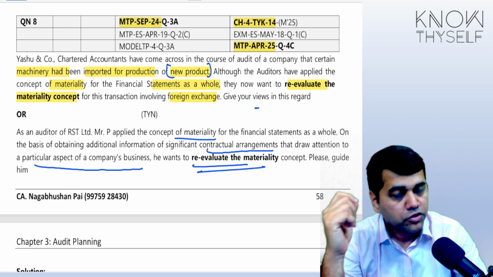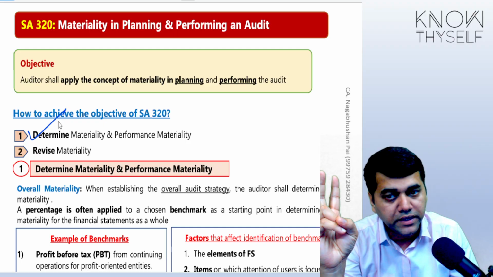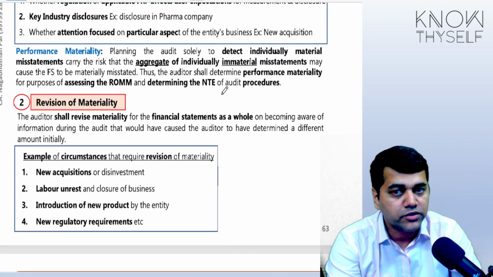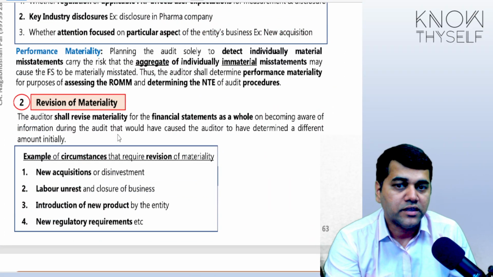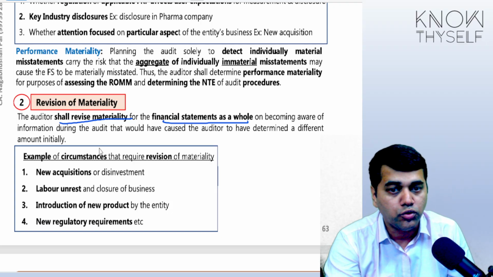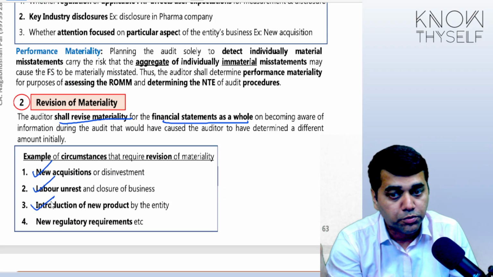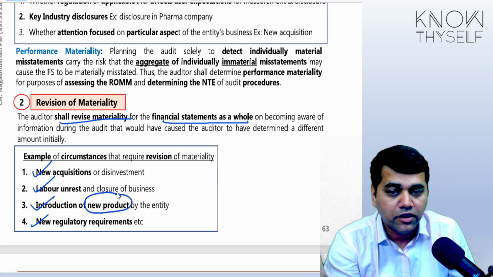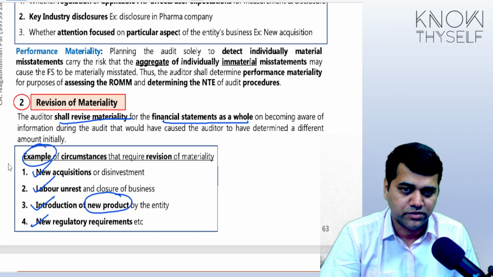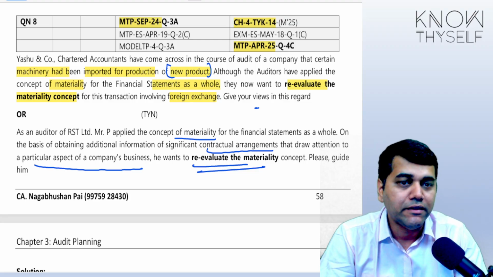Please guide him. If I go back to SA 320, see, SA 320 has got two elements: first, fixing of the materiality and second, revising of the materiality. Now let me take you to the revision, because they are talking about whether I should re-evaluate. Yes, the auditor shall re-evaluate the materiality for the financial statement as a whole when you come to know about certain circumstances like new acquisitions, labor unrest, introduction of a new product, regulatory requirement. And you see, one of the reasons you have to re-evaluate is introduction of a new product. It's just an example of a circumstance. That's why you are going to say, yes, in the given case, the materiality has to be re-evaluated.